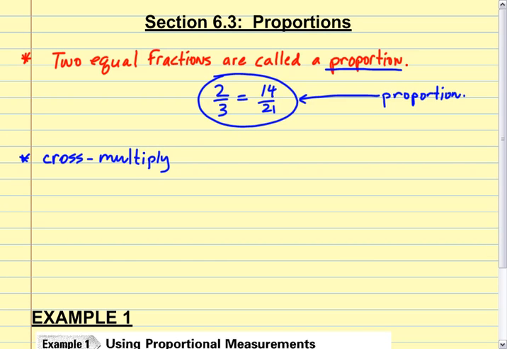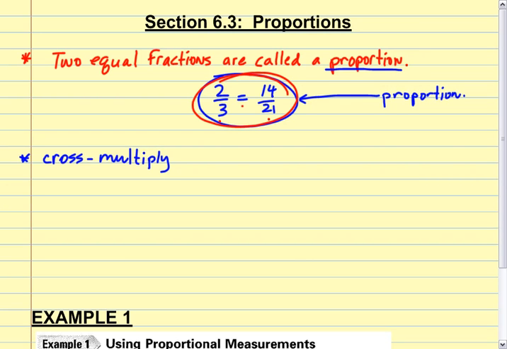Okay, folks, section 6.3, proportions. Now, you guys have worked with proportions before. Two equal fractions are called a proportion. So when you look here, you see 2 over 3 is equal to 14 over 21. This whole thing is a proportion. The entire thing is called a proportion when one fraction equals another fraction.